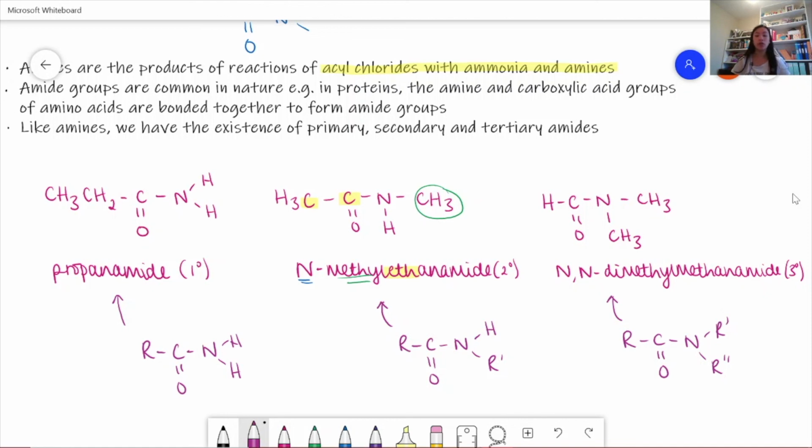And also for the tertiary amide, the reason we have to name it N,N is because, like when we have numbers to label substituents, even if it's on the same thing, we need to label it twice. So we have N,N and then di because we have two of the methyl groups on this nitrogen. So we have dimethyl and then methanamide because we've only got one carbon now.